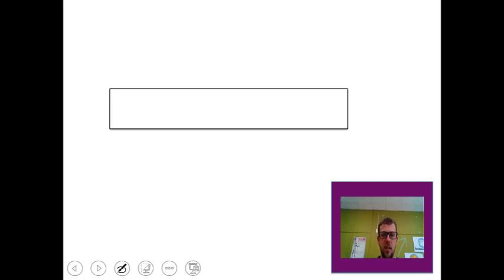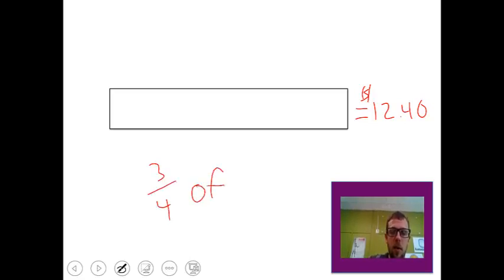So I want you to imagine that there is a 100% bar. Instead of talking about 100% now, we're going to talk about a value. So let's say that this bar is equal to $12.40. And instead of talking about percentages that I want to shrink to, let's talk about fractions that I want to shrink to. We know something that's less than 1 is a proper fraction. So let's shrink something to 3/4. So let's find 3/4 of $12.40.